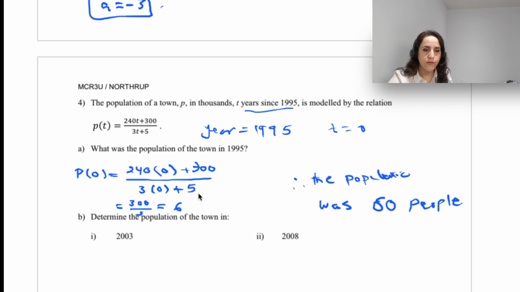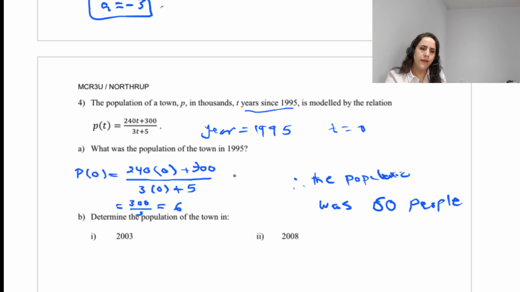Let's see if we can answer part B. Determine the population of the town in 2003 and 2008. What we have to do here, if 1995 is your t equals 0, when I'm talking about 2003, it means that my time t is going to be 8, after 8 years from the starting point. Then I'm going to calculate P of 8. You can start to do part i and part ii. Then we are going to check the answer. Go ahead.